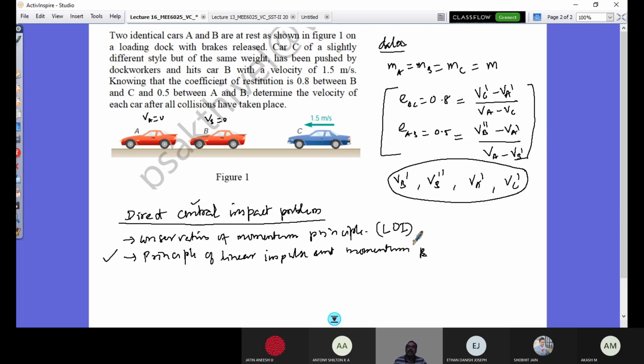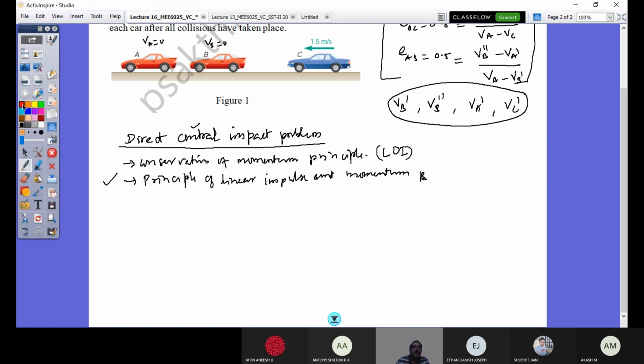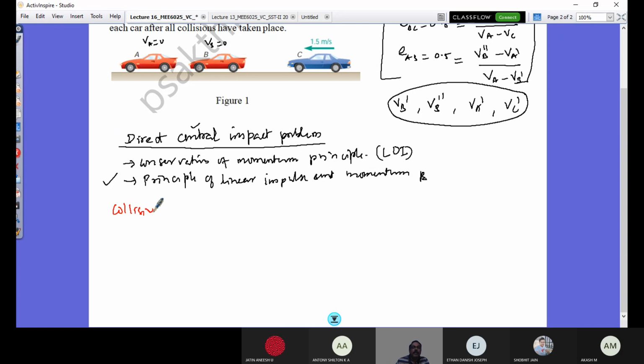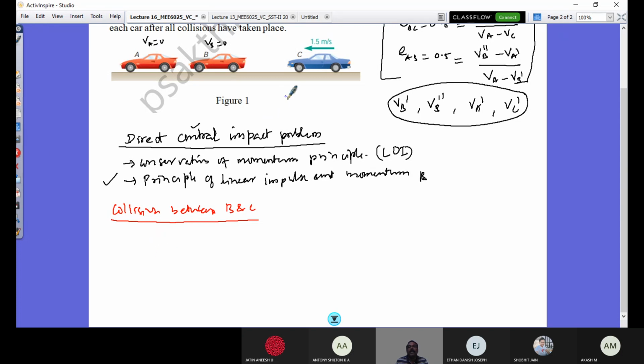So now you take this problem as this. So what do you do? First, you consider the collision between vehicle B and C. So how am I going to write? I'm going to apply the conservation of momentum principle along the line of impact. So you may ask that when the crash event happens, you would have exchange of impulses, and that exchange of impulses would be canceling each other. That's why you have momentum conserved. That's what we have been seeing in our theory.